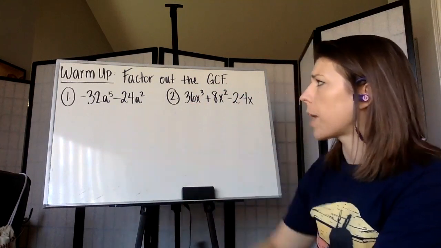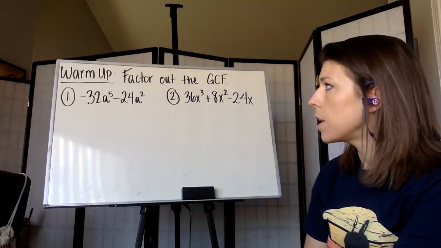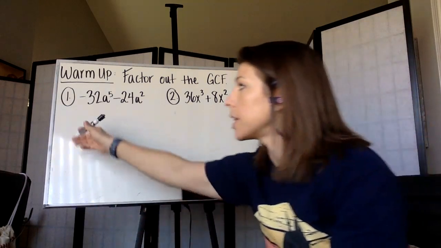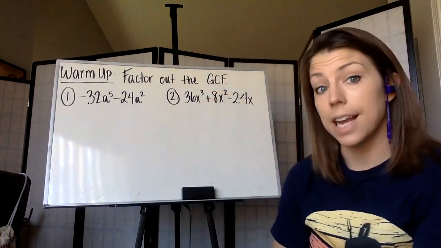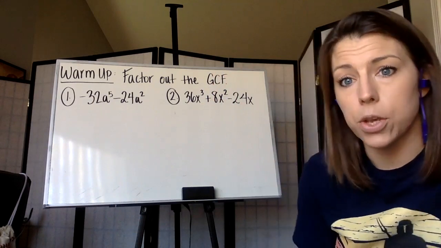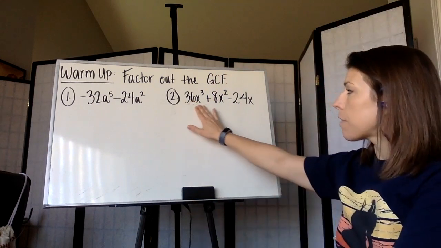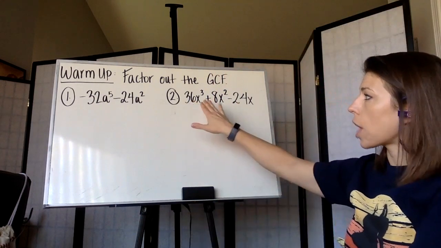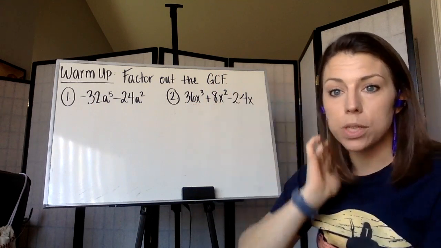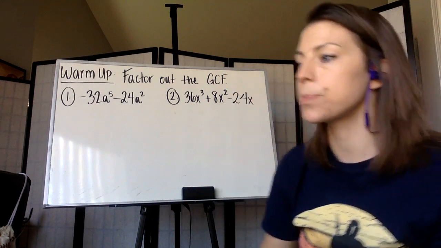So in the first one, we're going to practice this using a binomial, negative 32a to the fifth minus 24a squared. Keep in mind that the leading coefficient of this one is a negative, and I mentioned yesterday and on Monday what to do when you have a leading coefficient of a negative. So just keep that in mind. In the second one, we're going to factor out the greatest common factor of this trinomial, 36x cubed plus 8x squared minus 24x. Go ahead and pause the video now if you want to try this on your own.